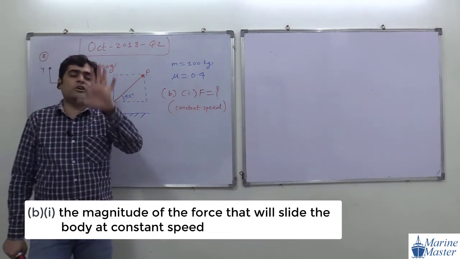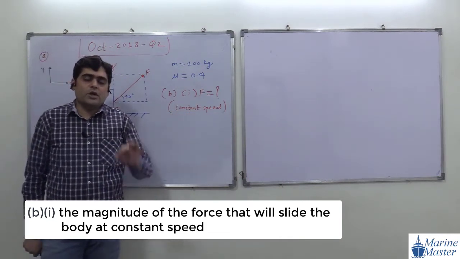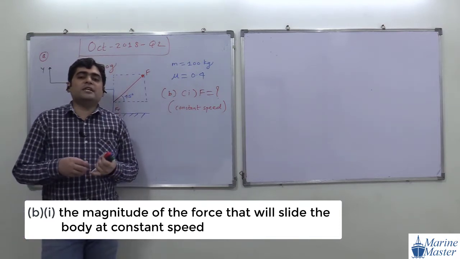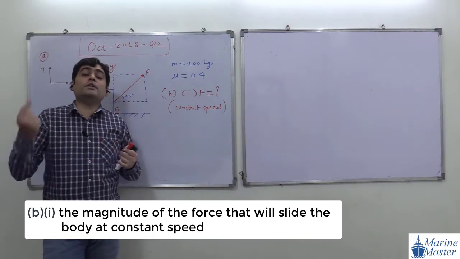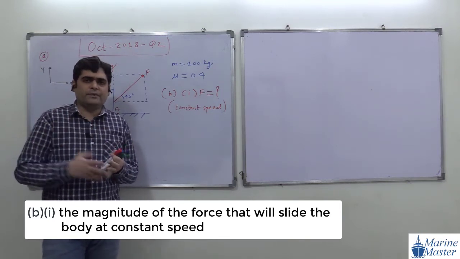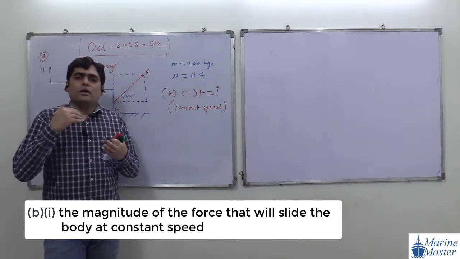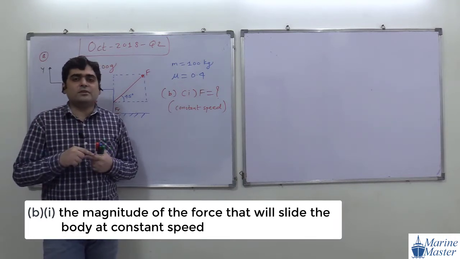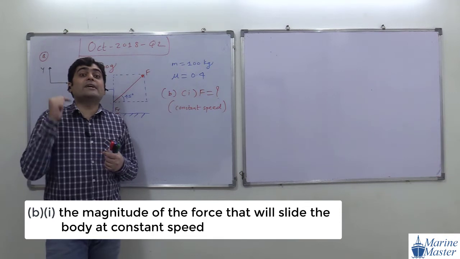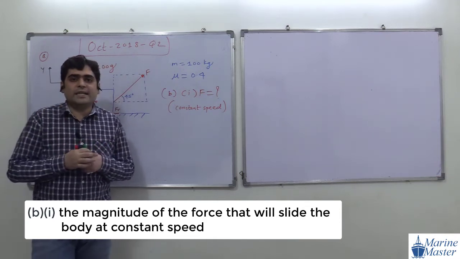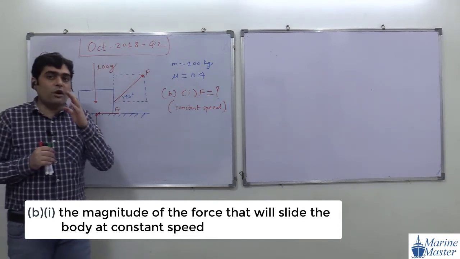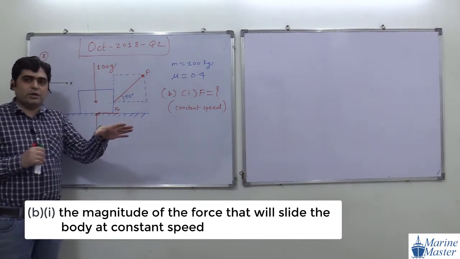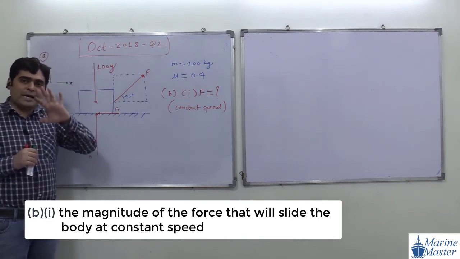Now, what is the meaning of the word constant speed, everyone? When an object is stationary or moving with constant speed, speed meaning velocity, it means the object is in equilibrium. Then the object is in what, guys? Equilibrium. Equilibrium means the summation of forces in x direction equals 0, and the summation of forces in y direction equals 0.